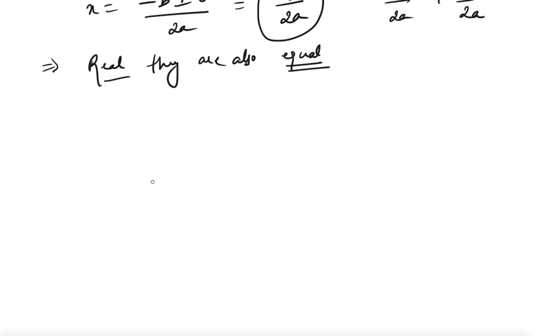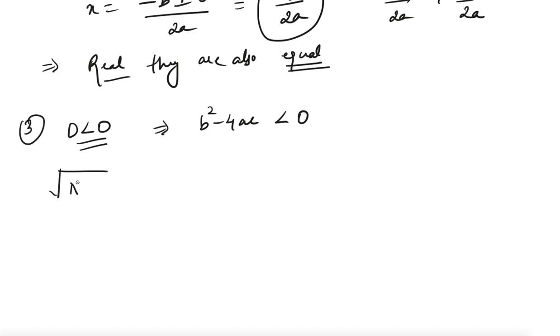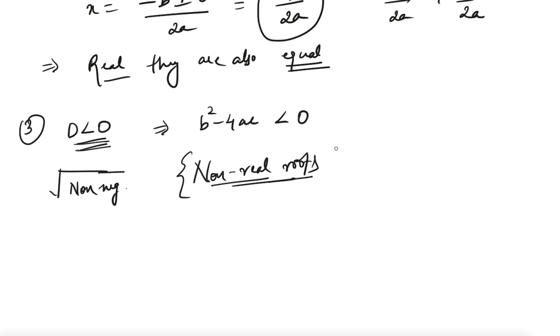And lastly, the third case is when D is less than 0. What will happen when D is less than 0? This means b square minus 4ac, that is the quantity inside the root, is less than 0. Now you know that anything inside the root should be non-negative. Hence if this is less than 0, it won't be defined. Hence you will have non-real roots. That is not in the scope of class 10th. So we'll be having non-real roots when D is less than 0.